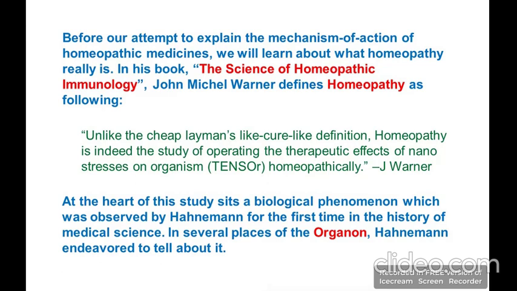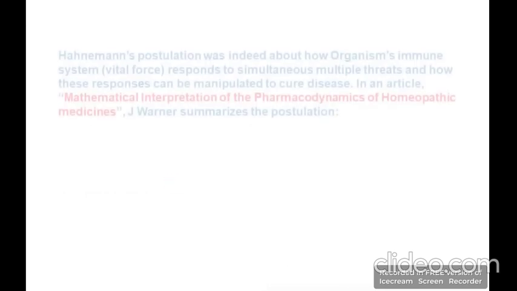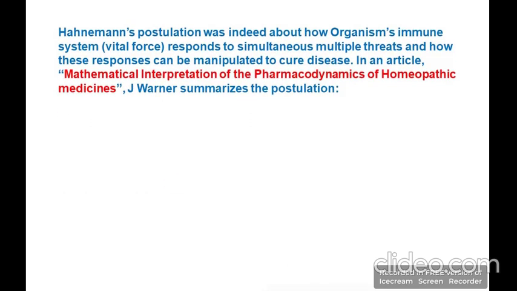In several places of the Organon, Hahnemann endeavored to tell about it. Hahnemann's postulation was indeed about how the organism's immune system, vital force, responds to simultaneous multiple threats and how these responses can be manipulated to cure disease. In an article, Mathematical Interpretation of the Pharmacodynamics of Homeopathic Medicines, J. Warner summarizes the first part of this postulation.